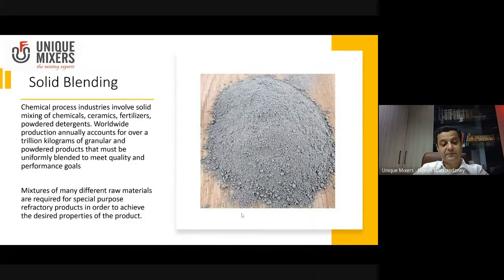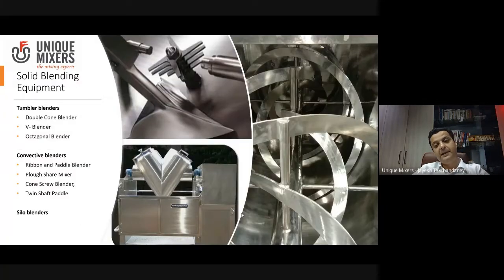performance goals. We're talking about refractories. Mixtures of many different raw materials are required for special purpose refractory products in order to achieve the desired properties of the product. So that makes solid blending extremely important for us. In terms of the classification of equipment, just like we had equipment which were axial flow, radial flow, low clearance, and high shear, in the case of solid blending equipment, we will primarily classify these equipment as tumbler blenders or gravity blenders and convective blenders.